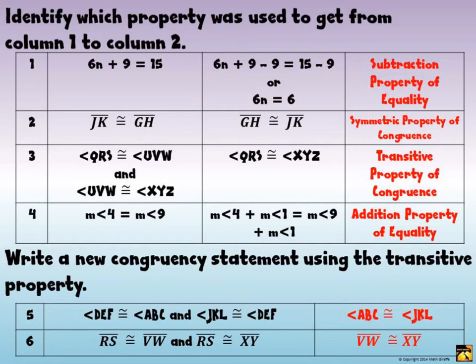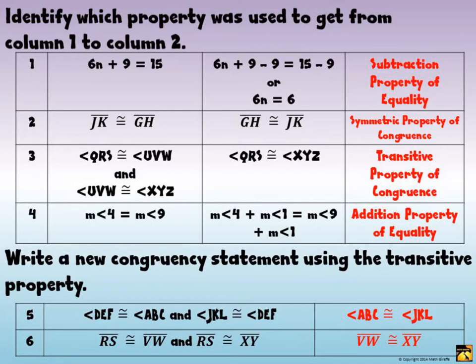Okay, and here we have angle QRS is congruent to angle UVW, and angle UVW is congruent to angle XYZ. We can conclude or make a logical conclusion here that angle QRS is congruent to angle XYZ, and that is the transitive property of congruence.